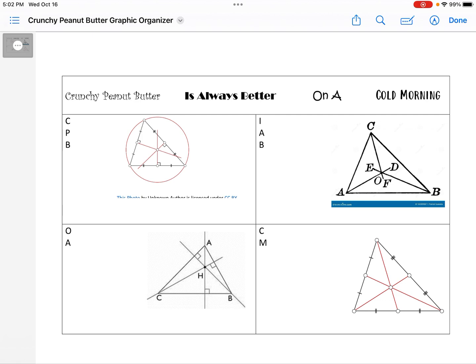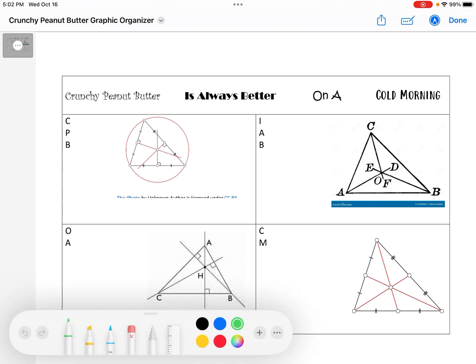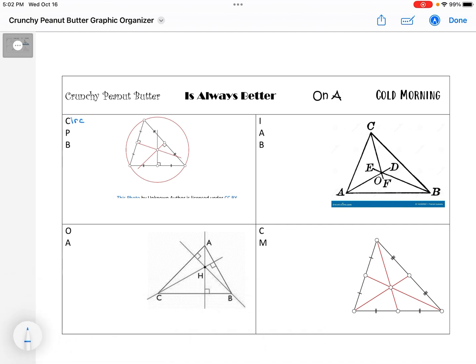We remember them by saying crunchy peanut butter is always better on a cold morning. You go, well, that's silly, but it should help you remember that crunchy peanut butter stands for the circumcenter, and I didn't really make this as big as I wanted to.